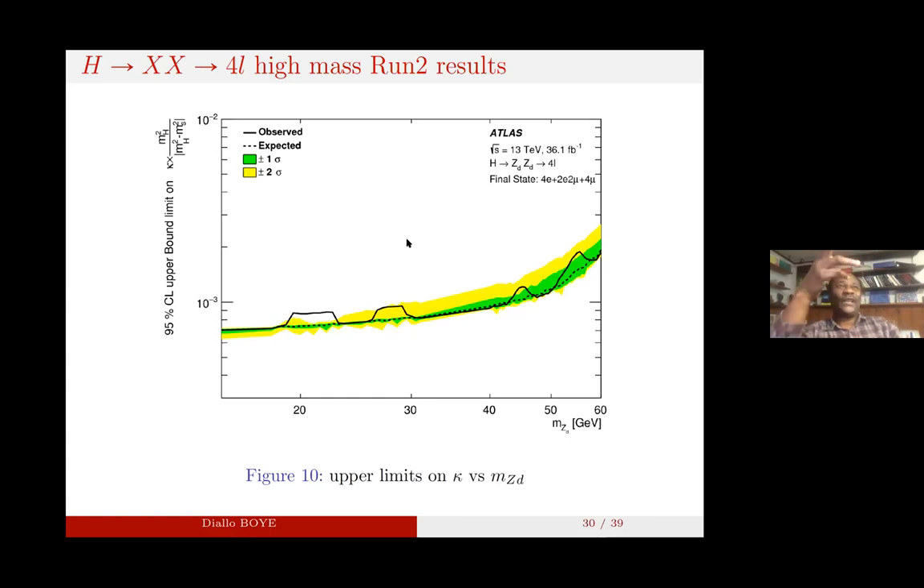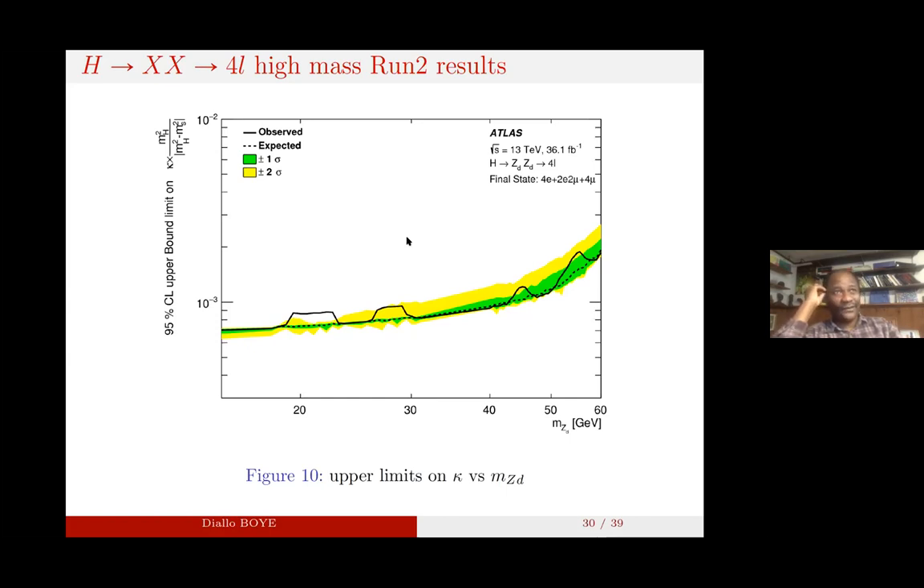The only place where this channel is competitive or unique is to constrain delta, which you don't get from the precision electroweak measurements and all the other searches. It does give you a constraint on the mass mixing between the Z and the Z dark, but it doesn't constrain epsilon very well.